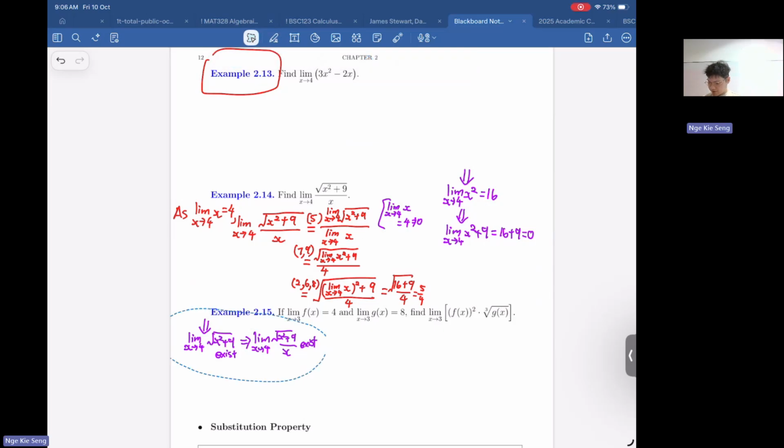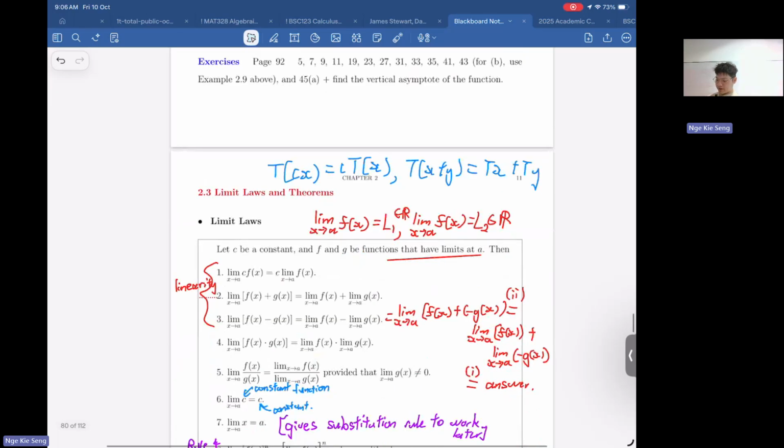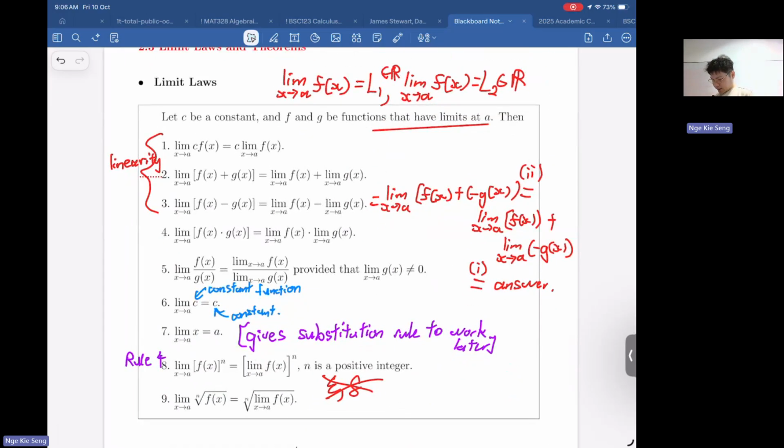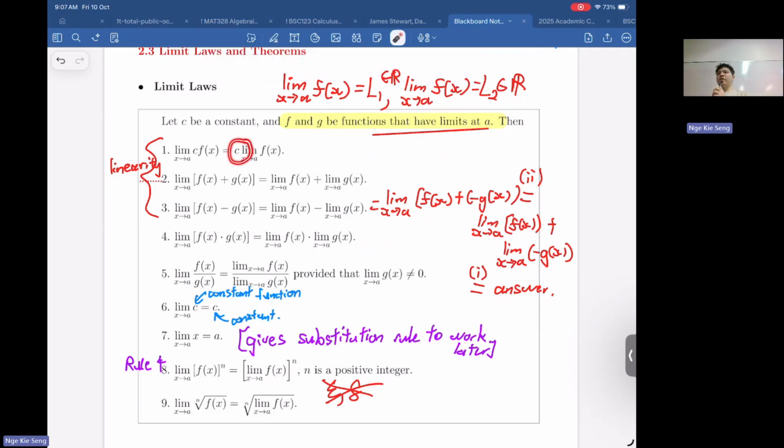Before that, I should recall the limit laws for you. So do you still remember this limit law here? There are about 9 rules. Actually, most of them can be combined, but we separate them for the sake of understanding. The important key of a limit law is you need to start with a function that has a limit at a certain point, let's say a here. Then you can evaluate the limit of that function multiplied by a constant, for instance. It's just equivalent to pulling out the constant.